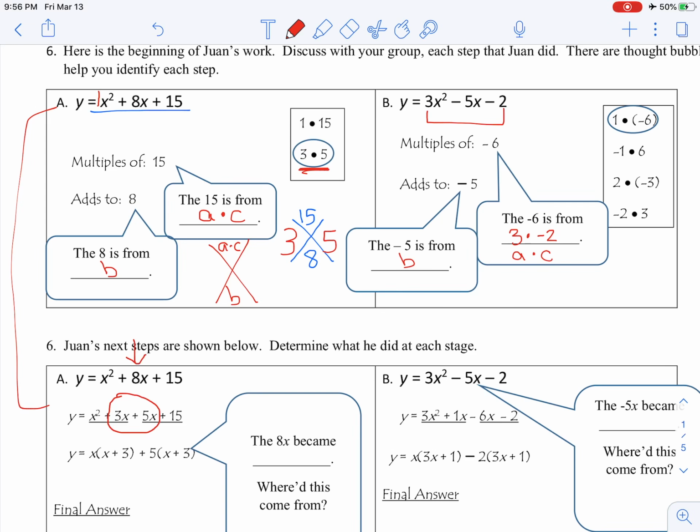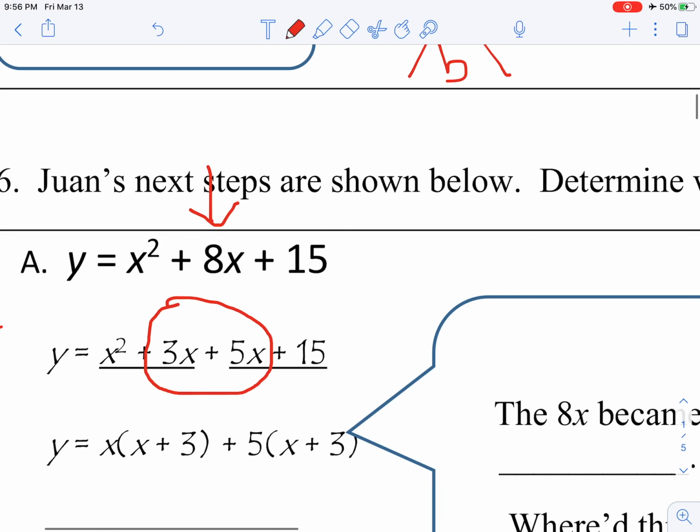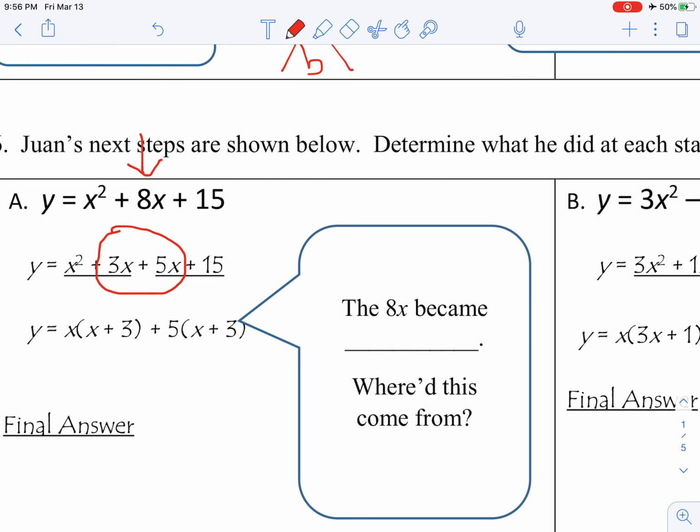They've gotten rid of the 8x. They've gotten rid of the 8, and they've made it 3x plus 5x, because 3x plus 5x is going to get you the 8x. So then we do factoring by grouping that you've already done. So the 8x became 3x plus 5x. Where did it come from? Because 3 plus 5 equals 8, and 3 times 5 got you the 15.